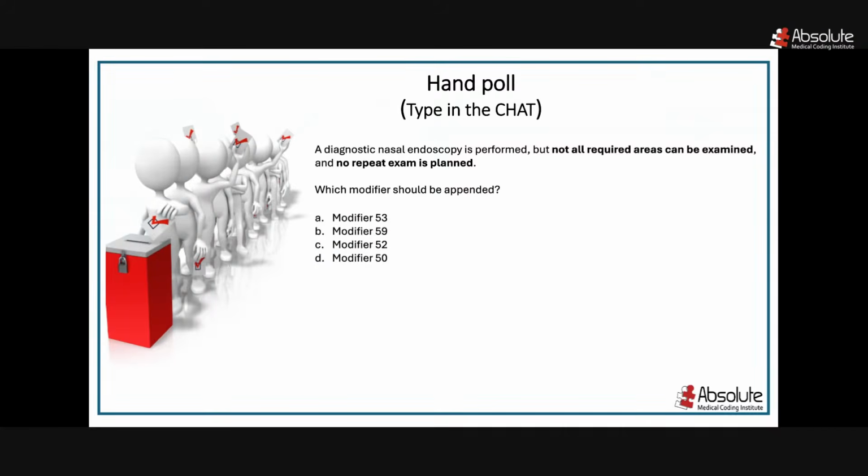Which modifier should be appended? Option A, modifier 53, option B, modifier 59, option C, modifier 52, option D, modifier 50. A diagnostic nasal endoscopy is performed, but not all required areas can be examined, and no repeat examination was performed. Which modifier should be appended? What say you, coders? Let me know in the chat. Which modifier would you append in this scenario?